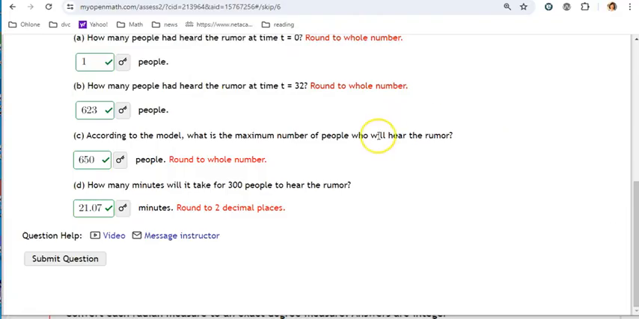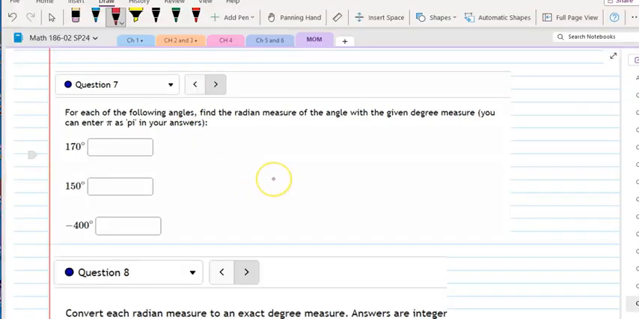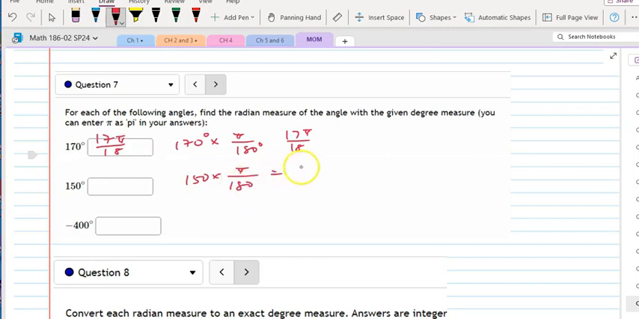Okay. Question 7. Next one is about angle. Find the radian measure of this angle. Because we have degree, we change into radian, so we multiply by pi over 180. The degree would cancel. It would be 17 pi over 18. Because this is divided by 10 and divided by 10: 150 times pi over 180, divided by 10, is 15 pi over 18, divided by 3, will be 5 pi over 6.